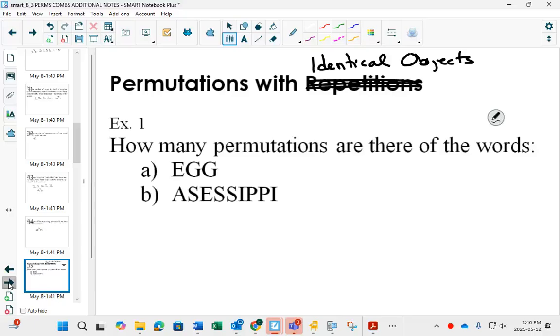We call these Mississippi questions because if you're arranging something and there's identical objects, you have to divide out the identical objects. So in part A, normally 3 letters would be 3 factorial, but you have 2 G's, so we have to factor that in and divide by 2 factorial, which gives you only 3. There's egg, geg, and good. Those would be the only 3 words possible.